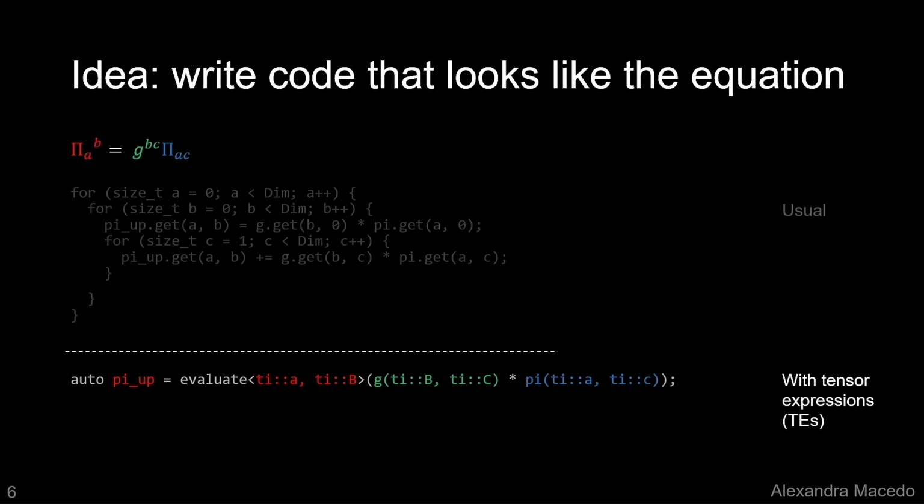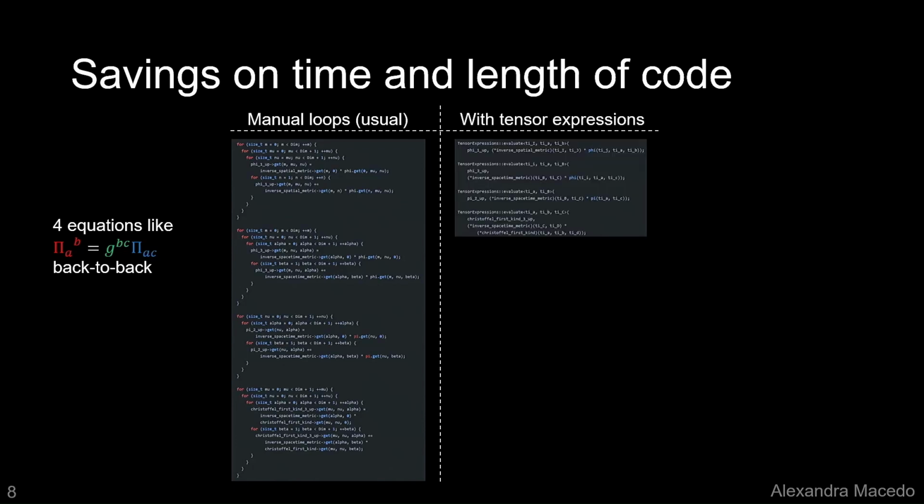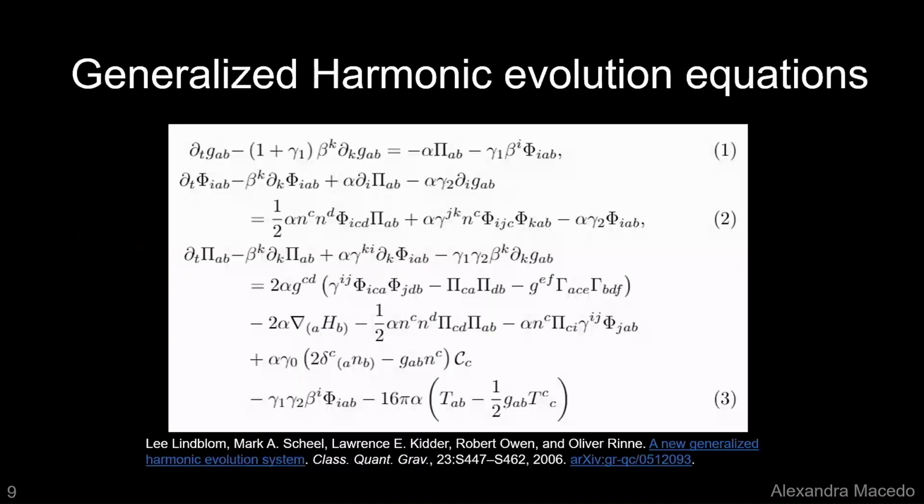Now maybe writing one set of for loops isn't so bad if you think about that, but here's some code in SpECTRE where we have 4 of these kinds of equations back to back, and you can see this gets tedious very quickly. If you write these equations instead with tensor expressions, you save the developer a lot of keystrokes and a lot of time and headaches.